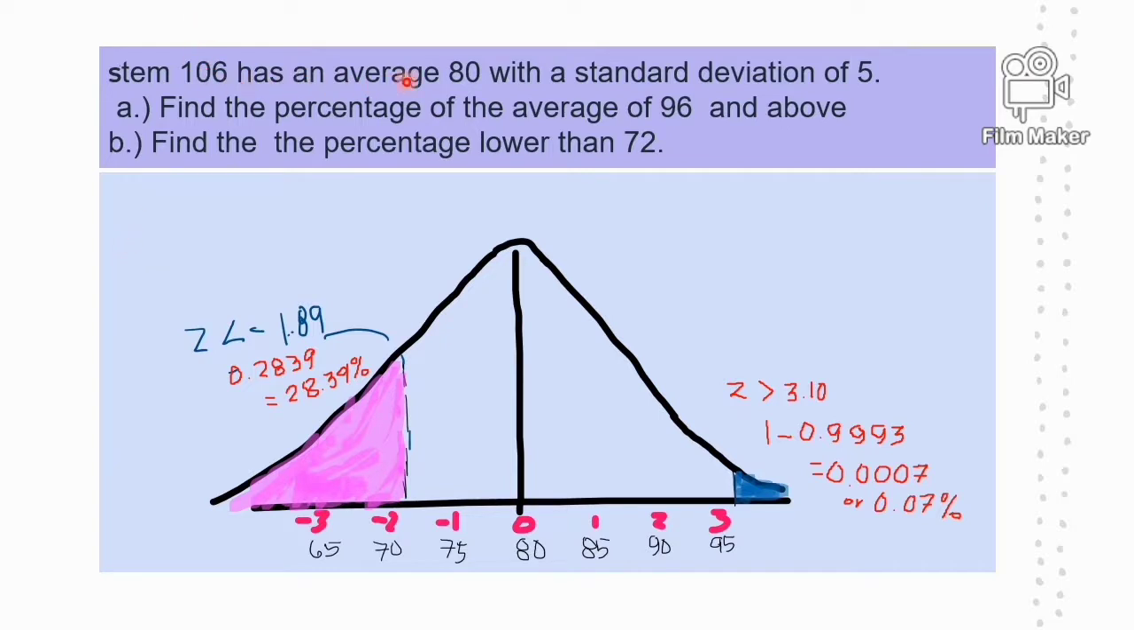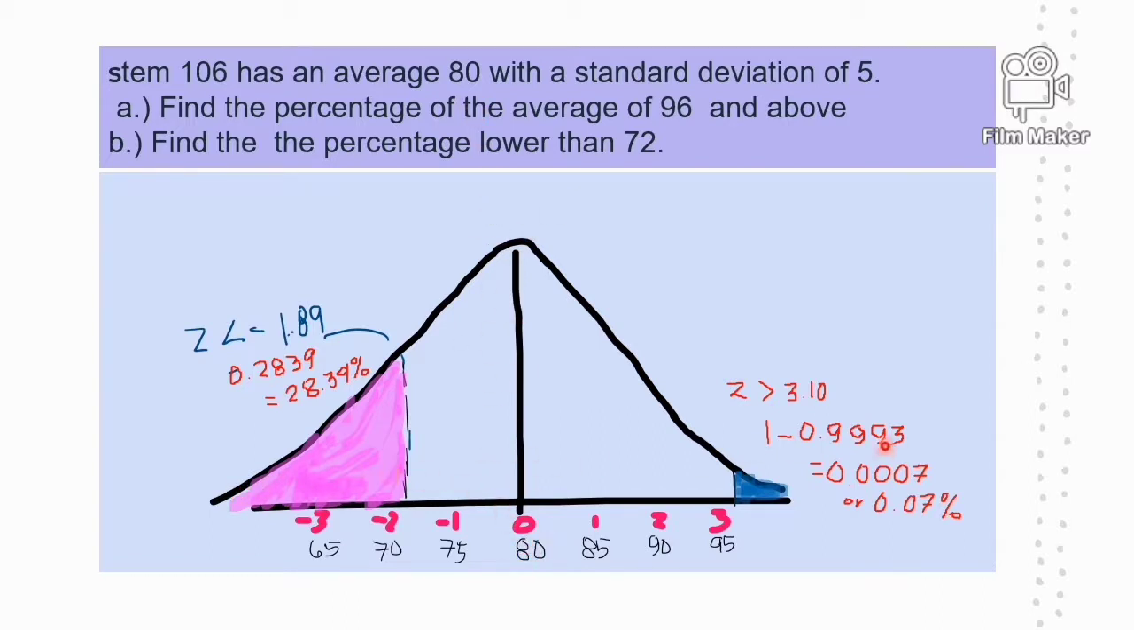The next problem: a class has an average of 80 with a standard deviation of 5. Find the percentage of the average of 96 and above. Next, find the percentage lower than 72. So again, the average is 80.